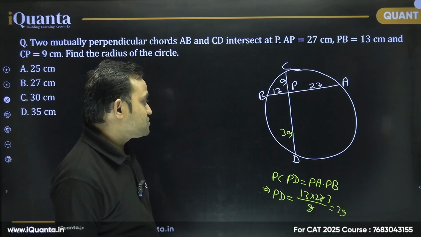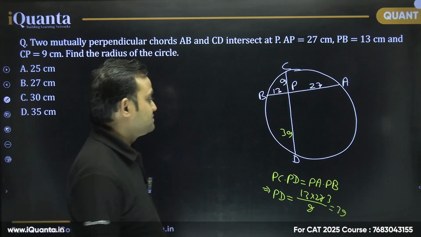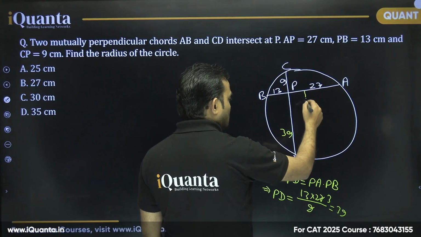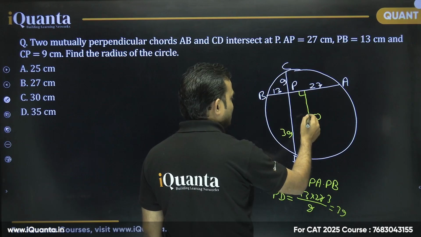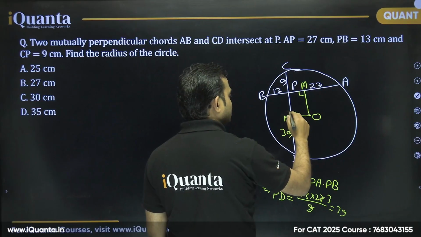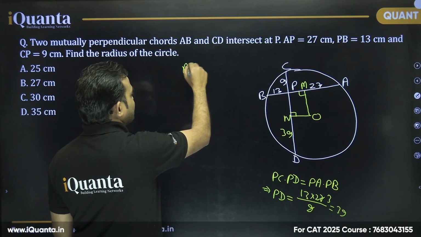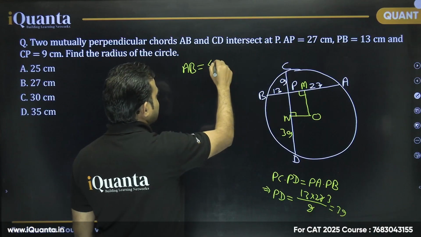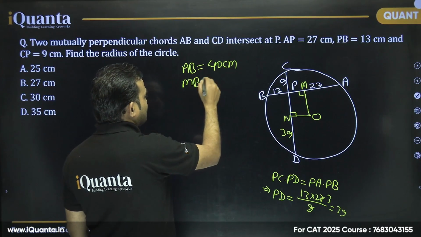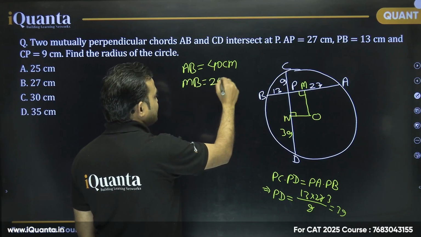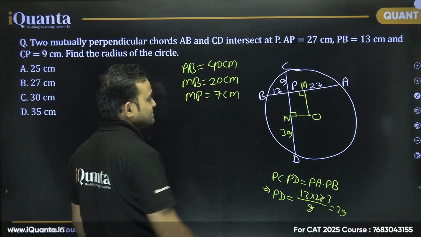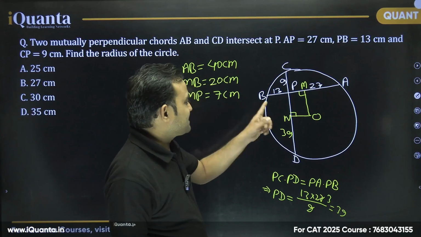Now how do we solve this question? How do we find the radius of this circle? Now let's take the center O here. If I take center O and draw a perpendicular to this chord as well as to this chord, let's say these points are M and N. Can we say the whole length of AB is equal to 27 plus 13, which is equal to 40 centimeters? In that case, MB will be half of it, which is 20 centimeters. And in that case, MP will be equal to 7 centimeters, right?